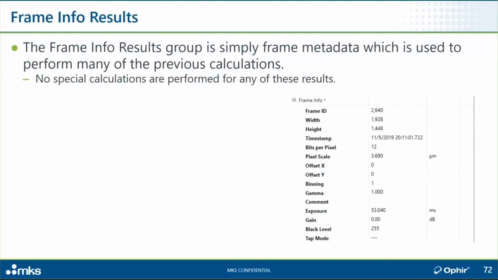There is a frame info results group in BeamGauge, and this is simply frame metadata, which is used in many of the calculations. There are really no special calculations or behind-the-scenes magic for how any of these values are derived, and they can be useful in your own calculations and in helping determine different factors of your own application.